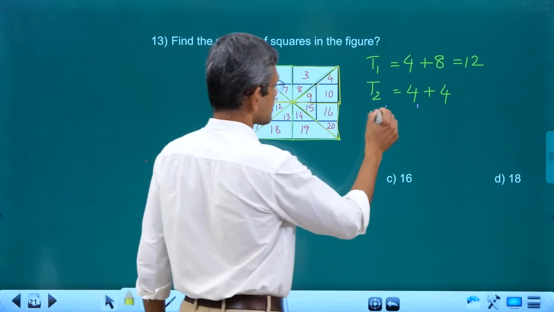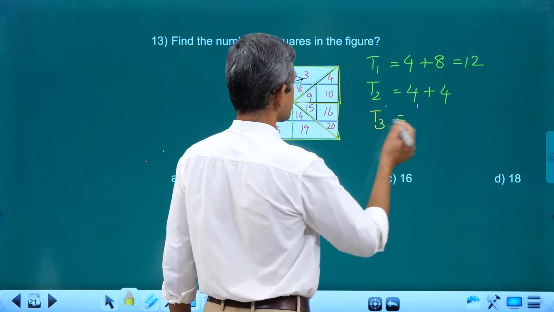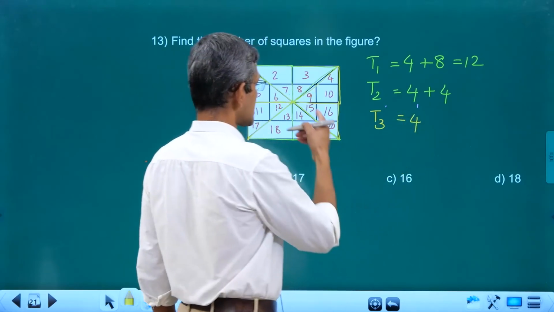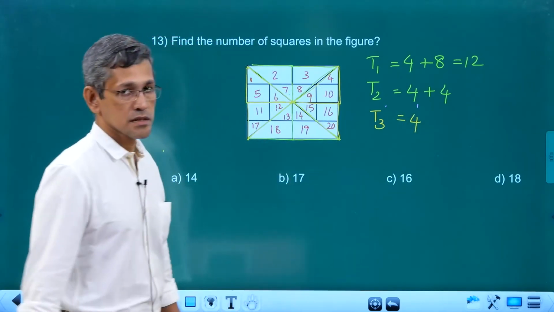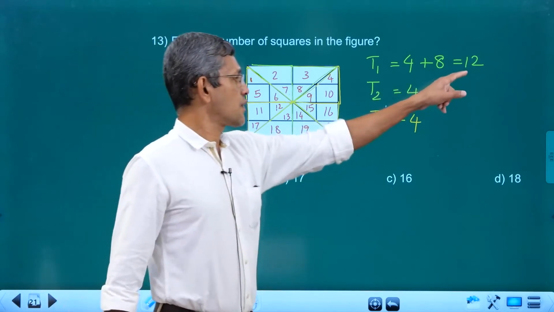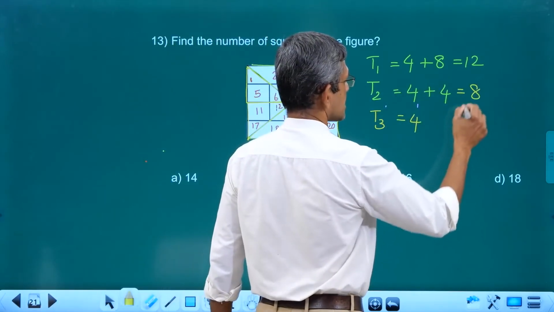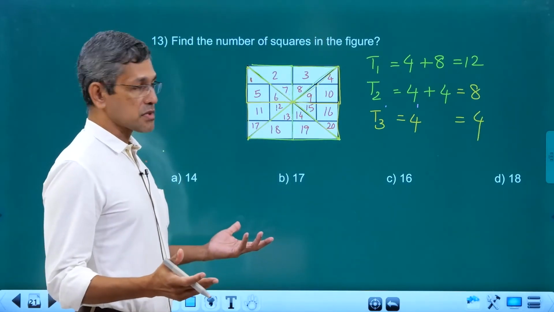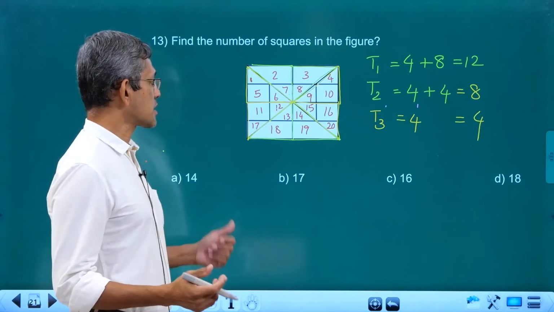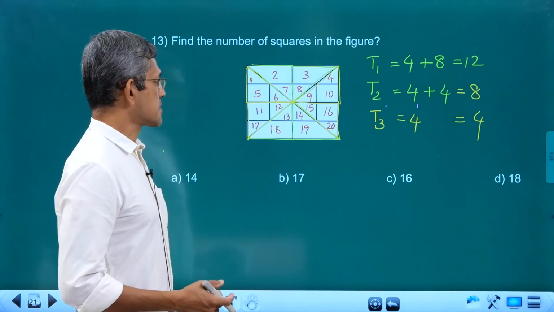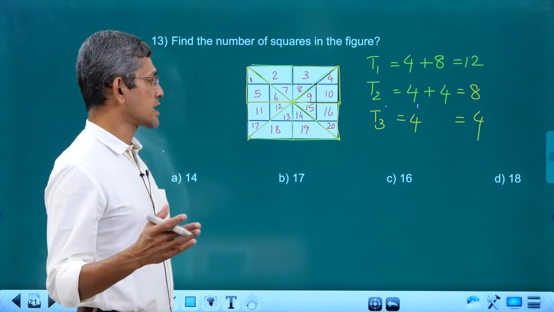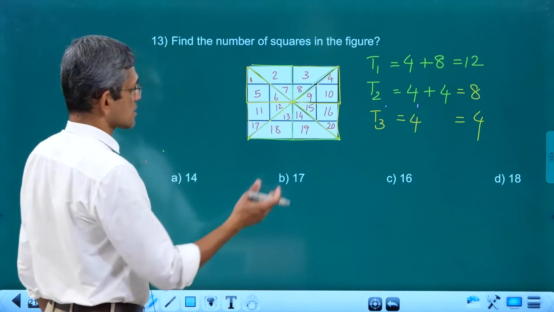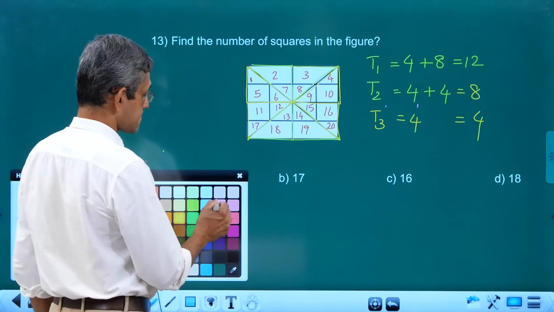So 3 pieces together, we take it as T3. T3 means 3 pieces together. How many triangles? 4 triangles. So far, how many we have? 12. And here we have 8. Here we have 4. So 24. And how many more? Is it possible? Any other triangle possible? Think about it. I'm pretty sure there are triangles hiding here. But it is a bit time consuming. So look at it. Is there any other possibility here?